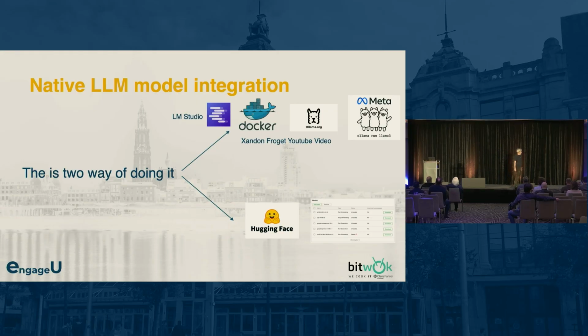And the second one is the one that they introduced in the last version of FileMaker: go directly to Hugging Face and download the model from Hugging Face with the FileMaker server.